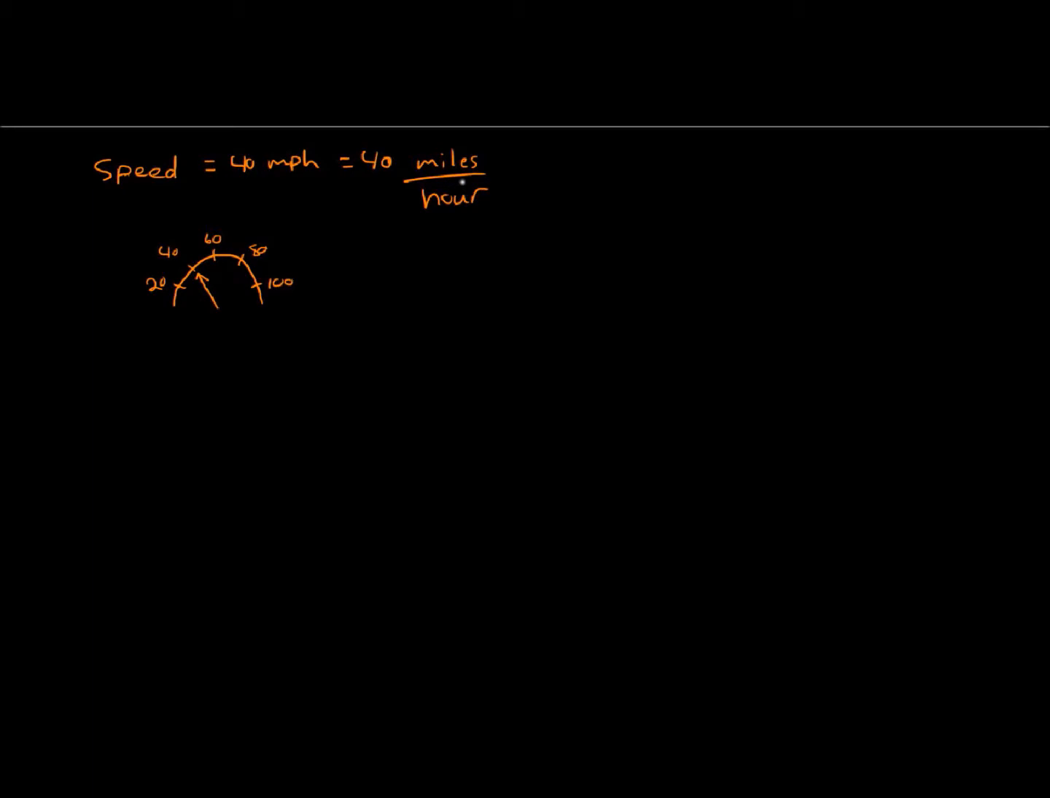And speed is a scalar, because if we're driving in our car and we're going north, the speedometer points to 40. If we're driving east, the speedometer points to 40. The speedometer doesn't care what direction you're driving. All it cares about is the magnitude of your speed, or how fast you are going. So speed is a scalar.